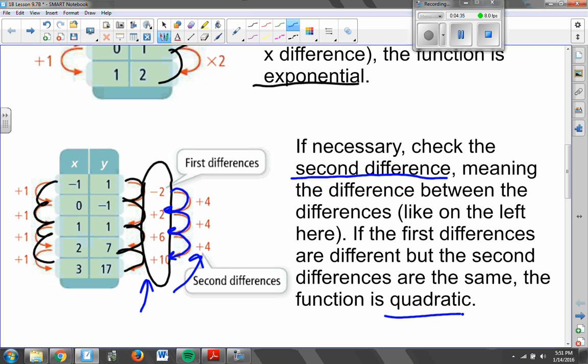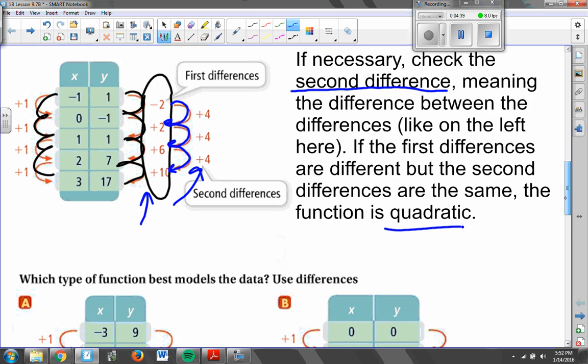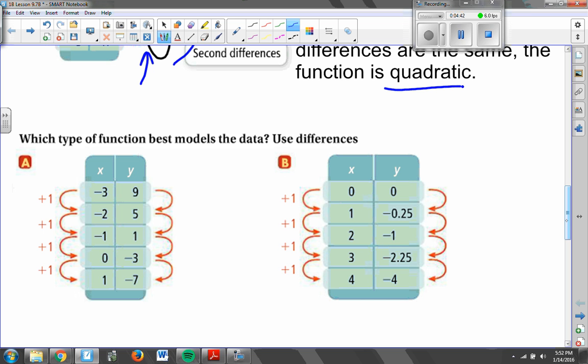Now, the way this is going to look in your practice problem set is like this. You'll be given a table of values and asked to decide which type of function best models the data. Well, let's look together at letter A. In my x values, I add 1, add 1, add 1, add 1. That's nice. So I will look at the differences in my y values.